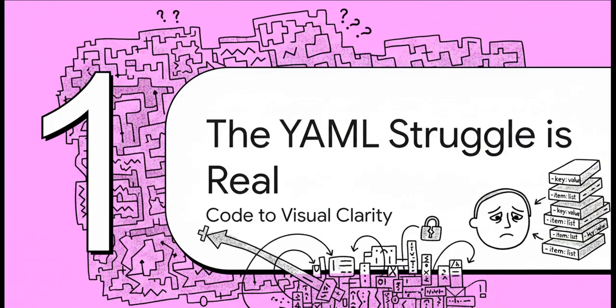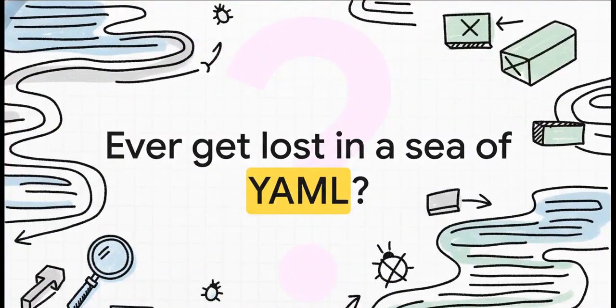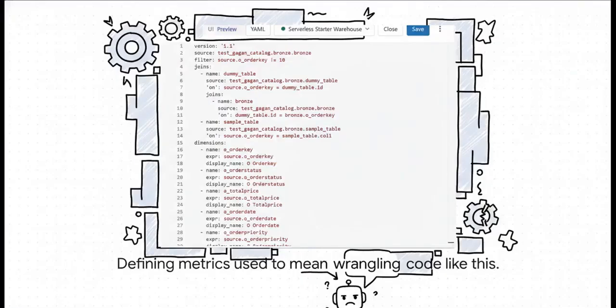And for so many of us, that meant one thing: YAML. You know what I'm talking about, right? You're just trying to define something simple like total sales, and next thing you know, you are drowning in a sea of indentation errors and syntax checks. We've all been there. Yeah, this screen right here, this was reality. It was just this wall of configuration code.